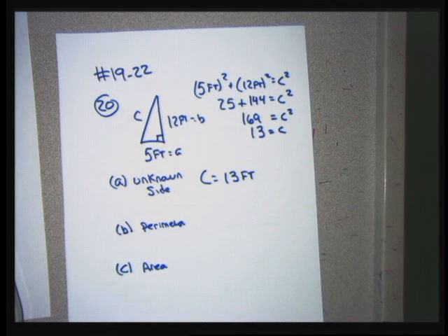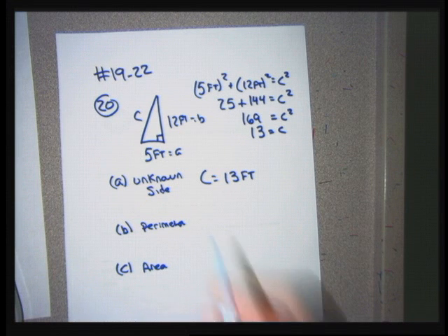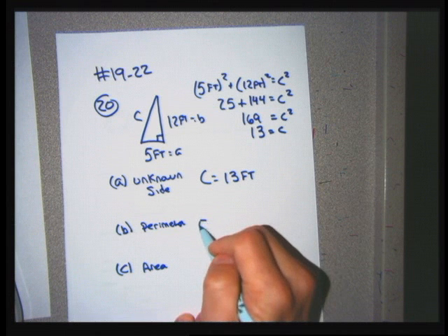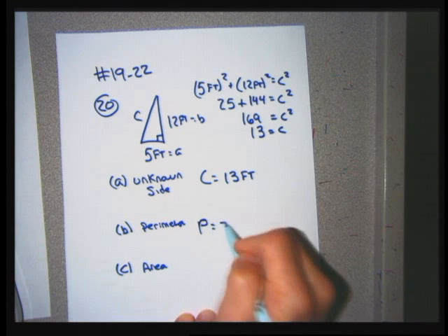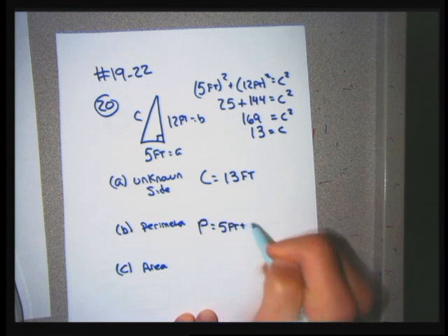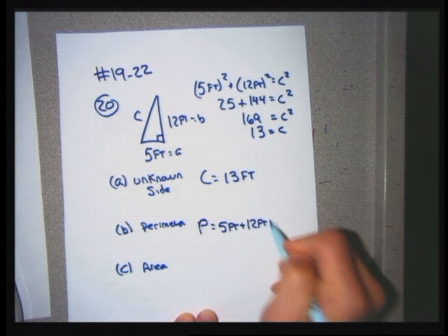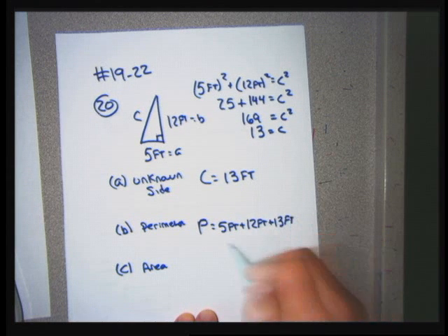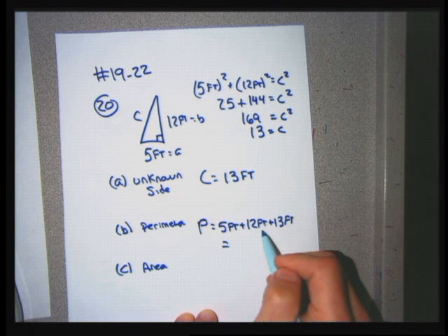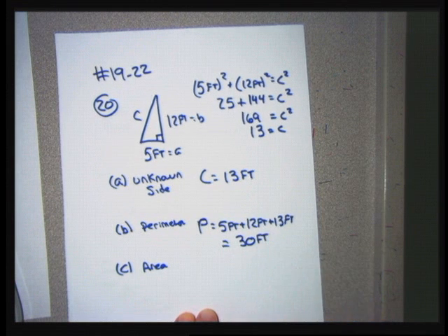So I kind of cheated and didn't put my units in because it maybe got more complicated than it needed to be. The perimeter is just adding up the sides. So for the perimeter, I'm going to say it's the 5-foot side plus the 12-foot side plus the 13-foot side. When I add those three numbers up, I get 30. And the units are going to be just in linear feet, not square feet.